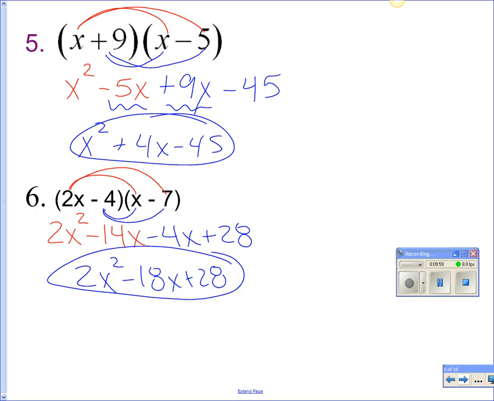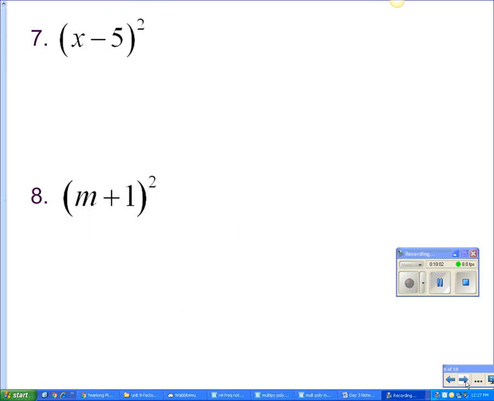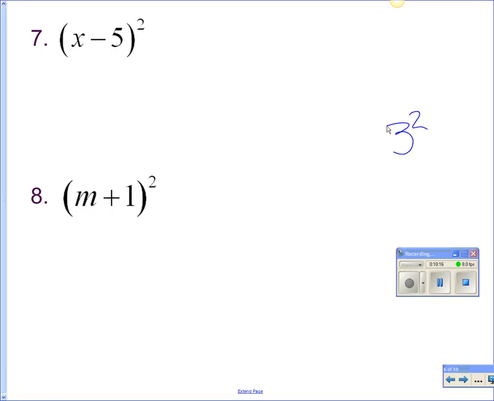All right, number 7, x minus 5 with a 2 on the outside. Before we get started, let me ask you this question. What does 3 squared mean? 3 times 3. When it has a 2 on the outside, you need to mark it out and write another one every time you see that, okay? Mark it out and write another one right beside it.